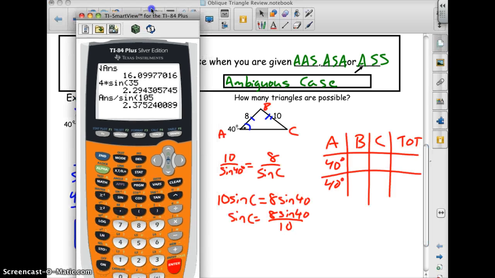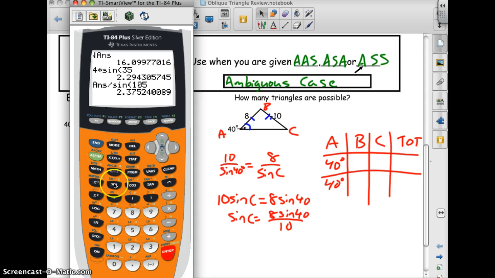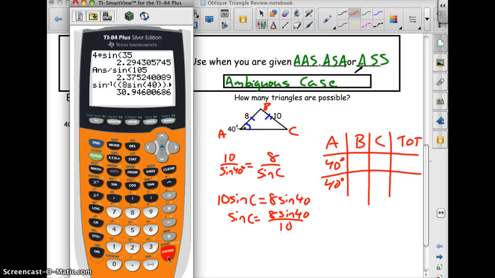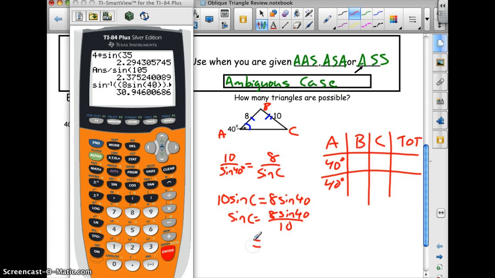So I can do the arc sine of that. So second sine, all right? And now I want to do parenthesis 8 sine 40, close the parenthesis for the numerator, divided by 10, close the parenthesis for the arc sine, okay? And that will give me my reference angle. That's really alpha here, right? Well, that's one possibility for C. And we can round this to the nearest degree, okay? So we'll say that's 31 degrees. So I know C is 31 degrees.